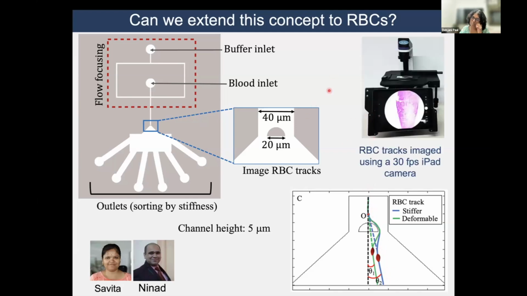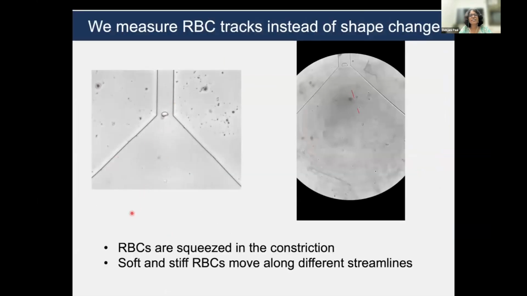In all these experiments, since we are simply monitoring the track and not the shape change, we can use a much slower camera. By the way, this is a microscope that was developed in the lab by another student. This is the microscope where we do all our microfluidic experiments. It runs on an iPad camera with just 30 frames per second images, and that helps us do these things.